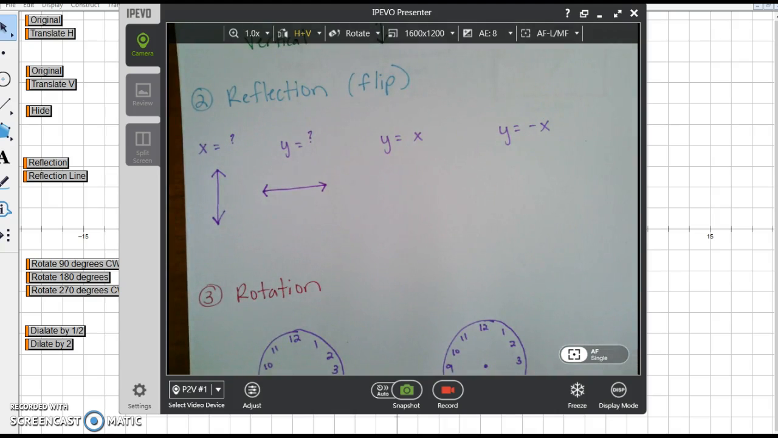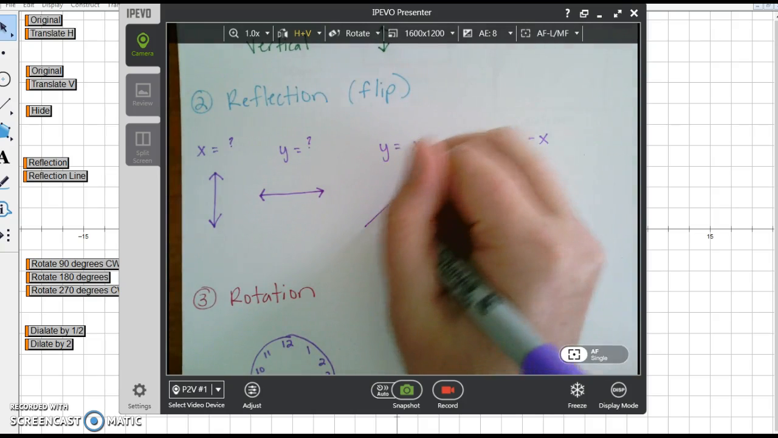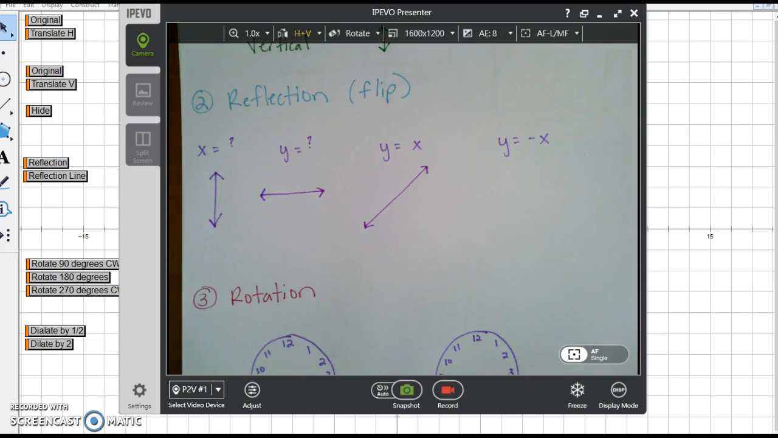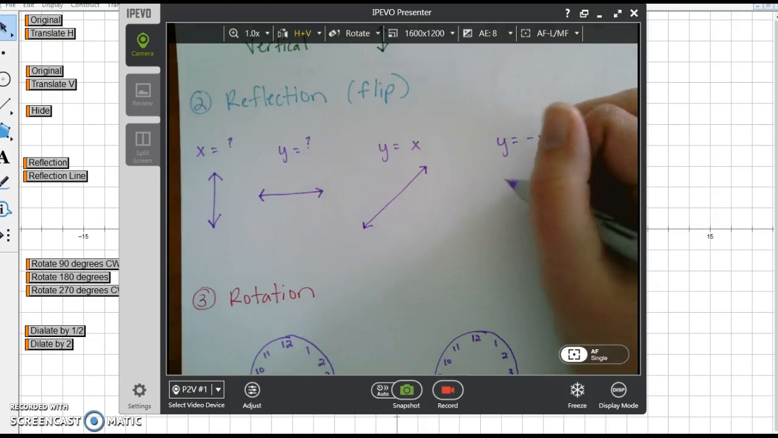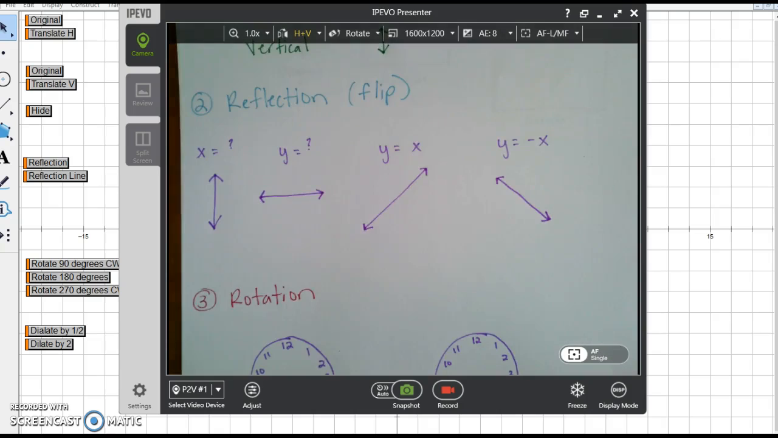If you have the line y equals x, that's a positive slope. So it's the diagonal line that goes up with a positive slope. Or you can reflect over the line y equals negative x. It has a negative slope, and therefore it goes down diagonally. So these are the four types of lines you'll encounter whenever you're doing a reflection, and you will flip over these lines.